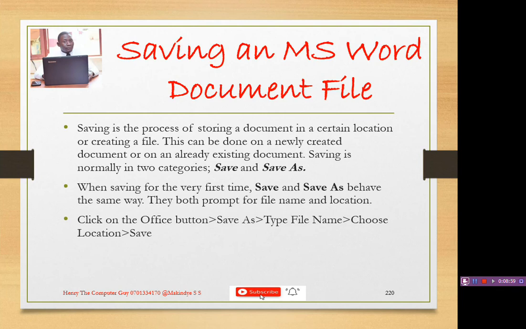Then they are telling us to click on the Office button, save, then click on save as, then type the file name and choose the location, then click on the word save. That means it will help you to save your document in that way. Otherwise, save and save as behave differently on an existing document. So if you already created the document, let's say yesterday or some hours back, and you click either save or save as, they will work in a different way.